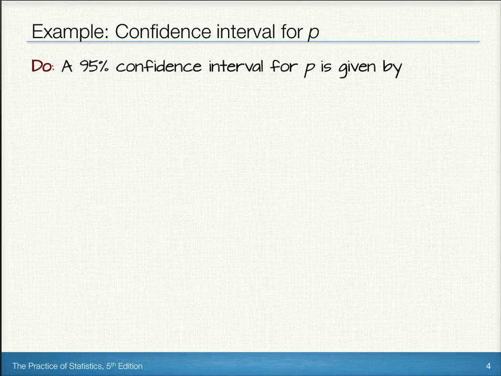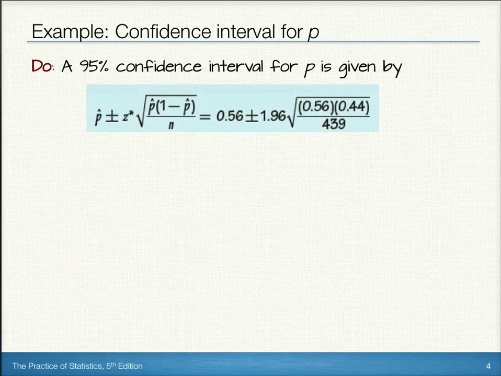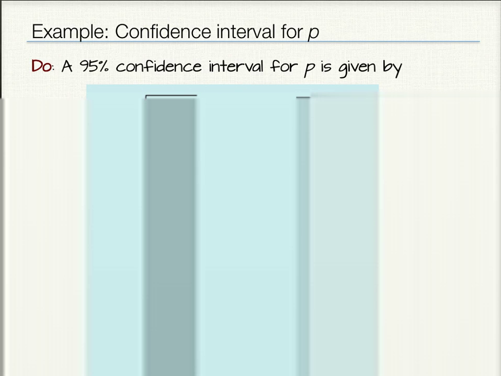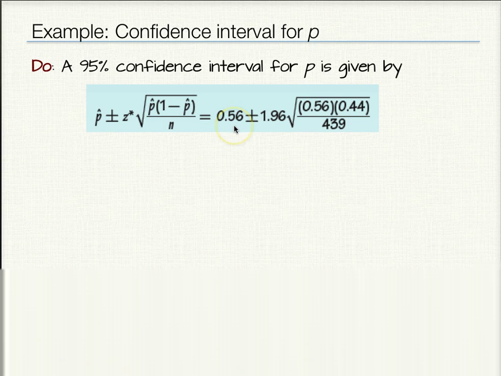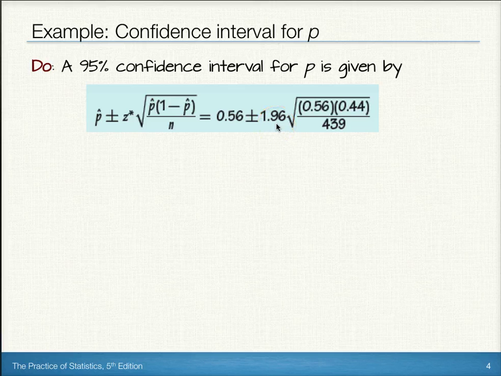So, a 95% confidence interval for p would be given by this formula. p hat plus and minus our critical value z star times the standard error of our sampling distribution. In this case, the square root of p hat times 1 minus p hat over n. Our sample proportion p hat was 0.56. Since we're building a 95% confidence interval, we'll use a critical value of 1.96, and the standard error can be found by multiplying 0.56 times 0.4, dividing by our sample size 439, and taking the square root of that result.